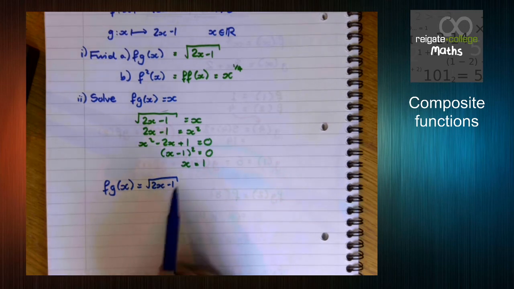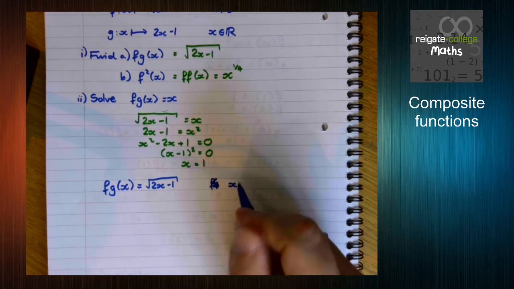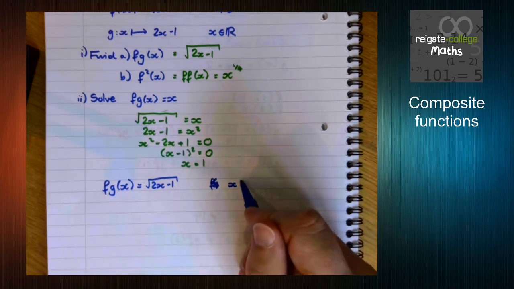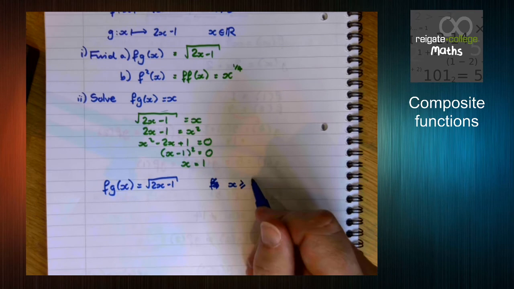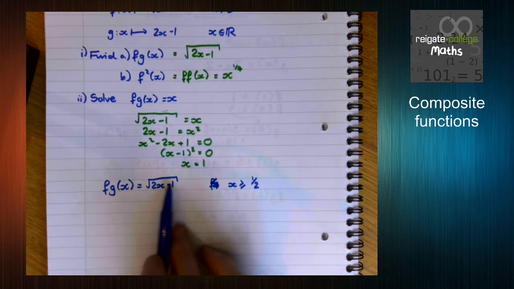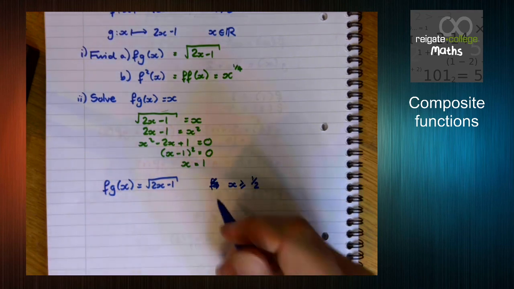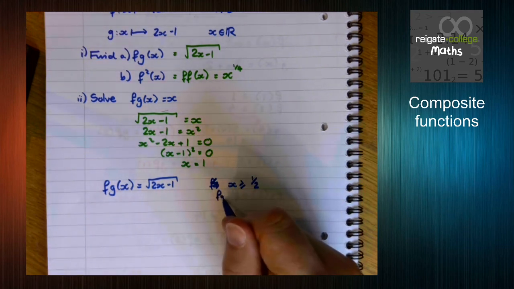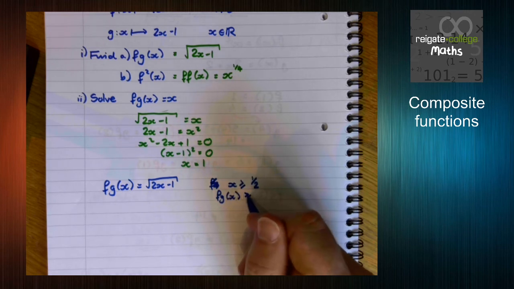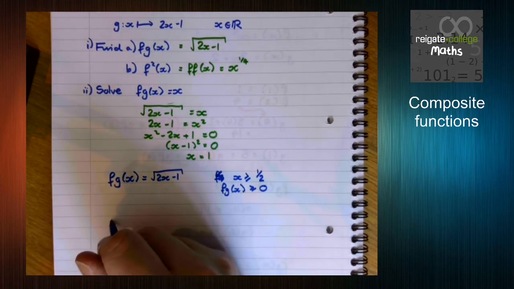So we need to think, right, the domain is that x has to be greater than or equal to a half. Because if x is a half, then underneath is 0. Anything bigger, it's bigger than 0, so that works. The range of fg of x is greater than or equal to 0, because that's the type of number we're going to get out. Well, what happens if we do it the other way round?